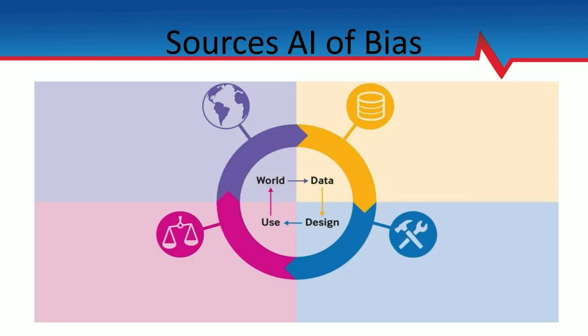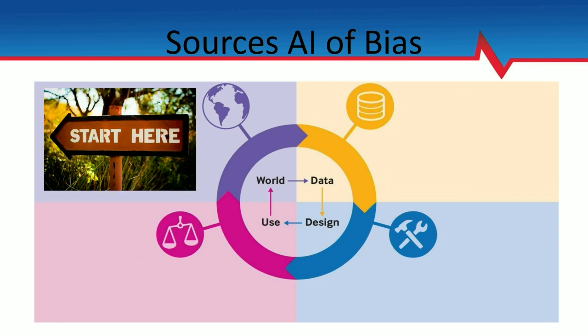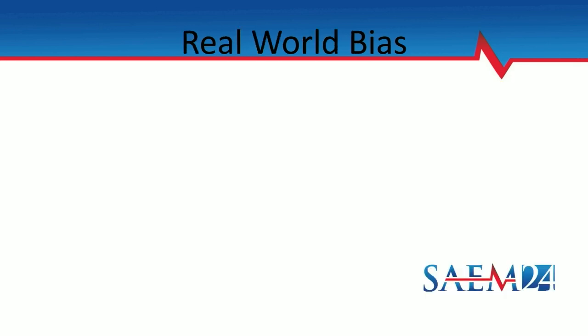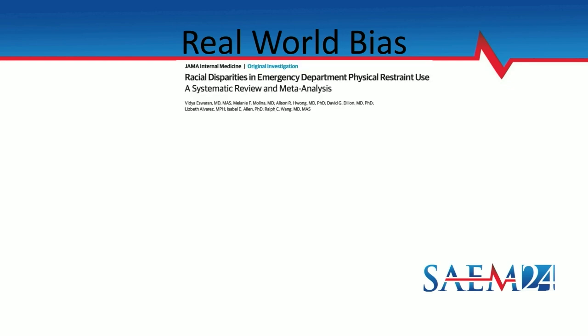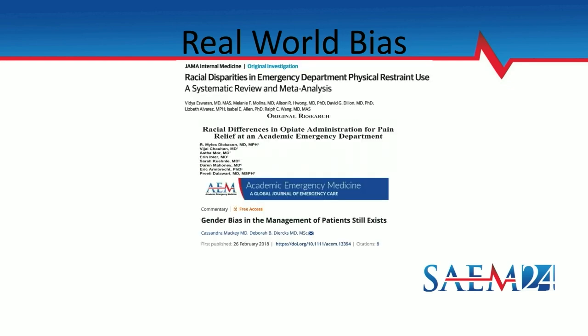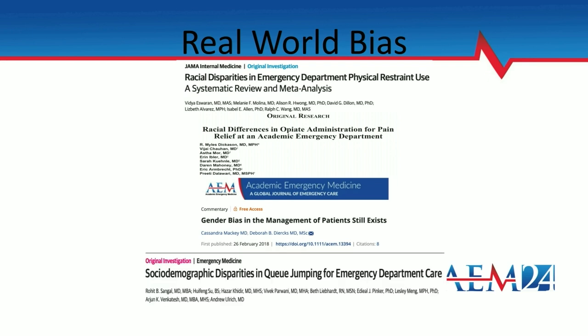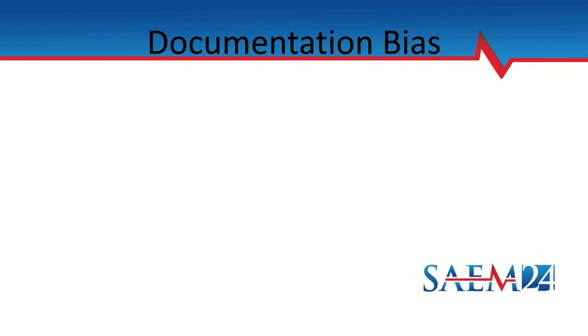So again, sources of bias, we're going to come back to this model. We'll start in the real world, right? Because AI is not built in a vacuum, and bias can creep in at any step. When we're talking about the real world, we just had a fantastic lecture that laid out that we still have problems with racial disparities, gender disparities, and social demographics. Those are all systemic issues, and you may say, those have nothing to do with me. Well, let's talk about one that does.